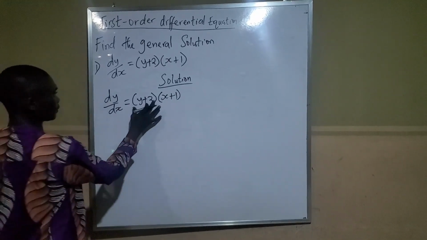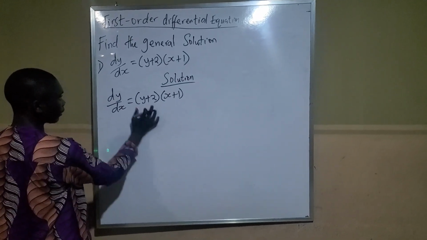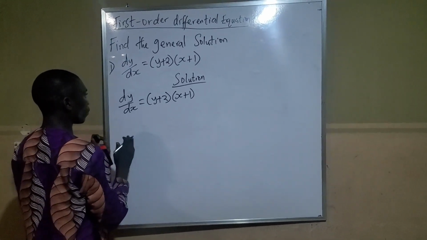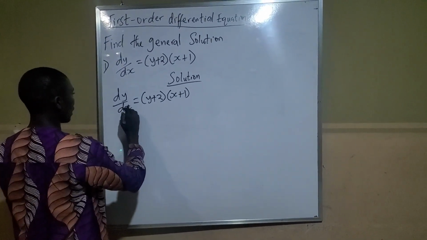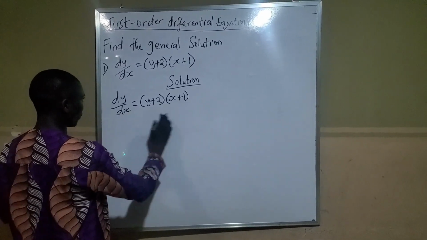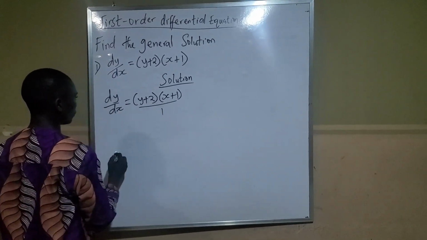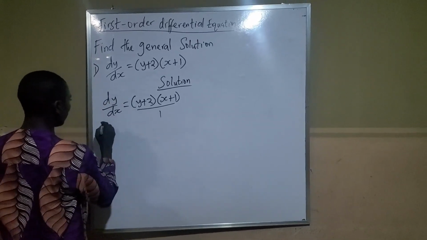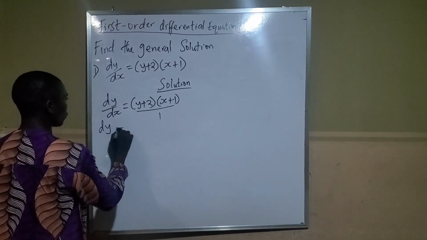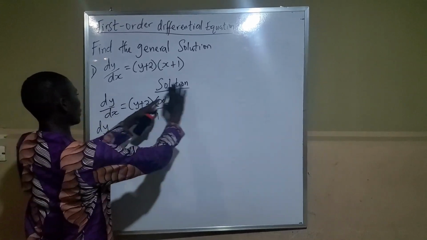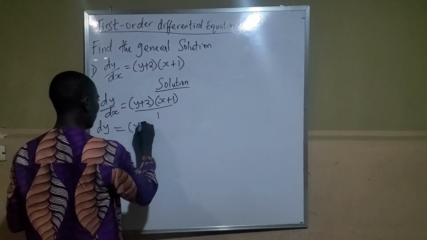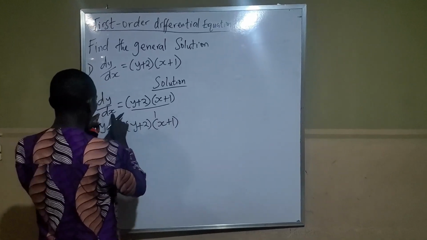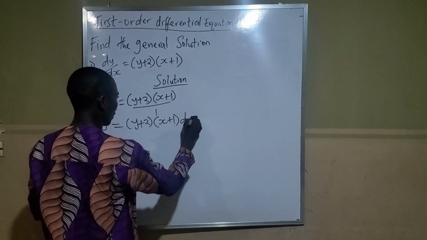So what I will do is that you notice that on this side we have y, on this side we have x, right? Okay, let's take it one after the other. Let's cross multiply. So let's take this to be over 1. You understand? So it will be dy times 1. It will give me what? dy equals, now I will multiply this dx with this. I will now have (y + 2)(x + 1), since I'm multiplying with dx.